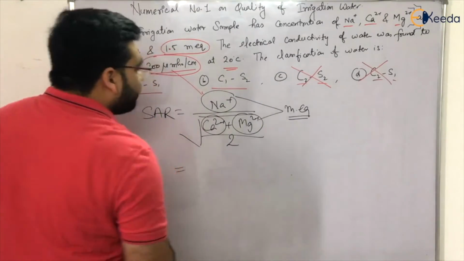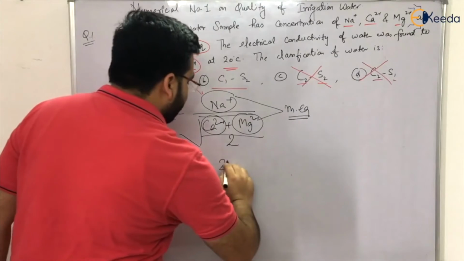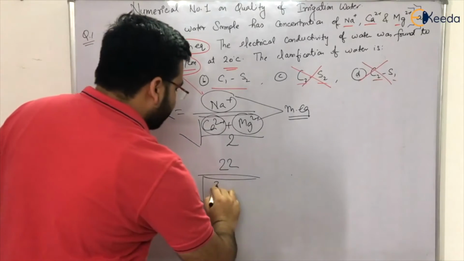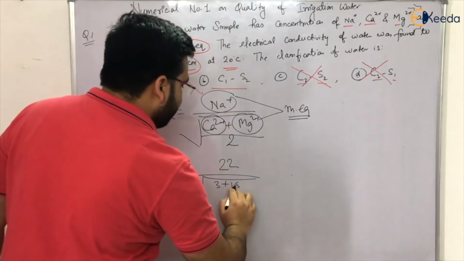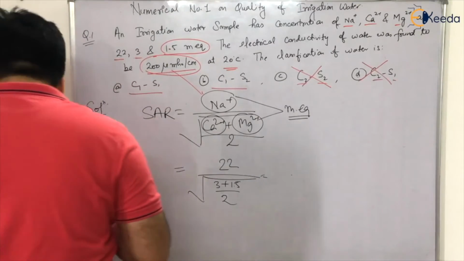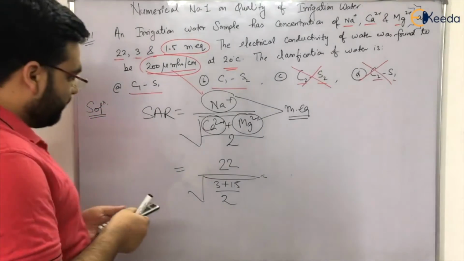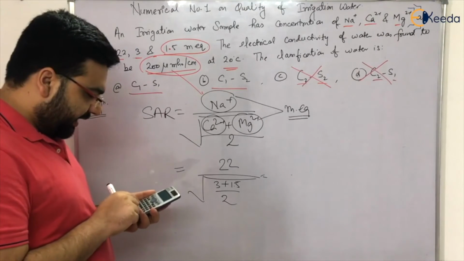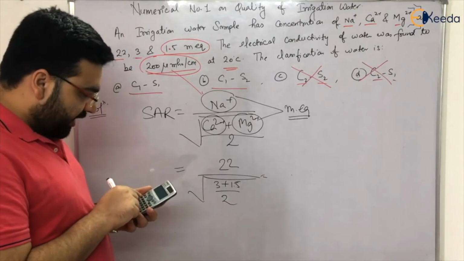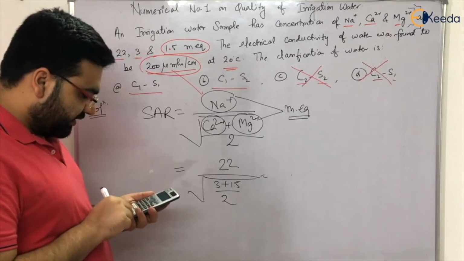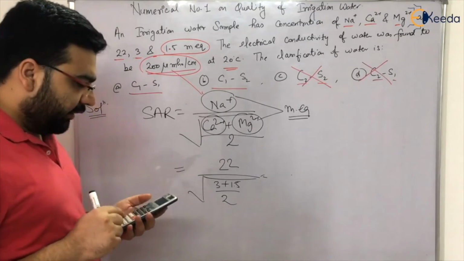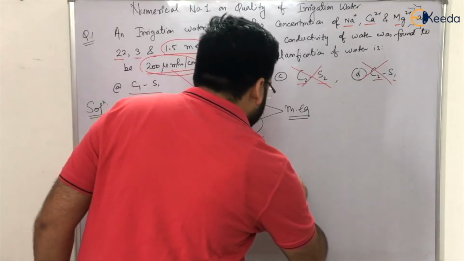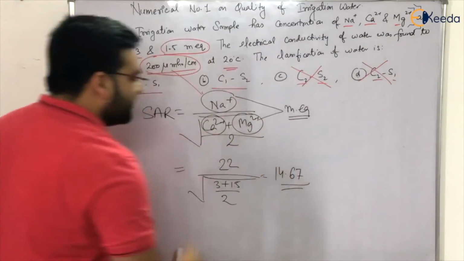So it will be equal to Na+ is 22, divided by the square root of Ca2+, which is 3, plus Mg2+, which is 1.5, divided by 2. Let me calculate: first 3 plus 1.5 is 4.5. So 22 divided by the square root of 4.5 divided by 2. It comes out to be nearly 14.67, right? So the sodium absorption ratio comes out to be nearly 14.67.